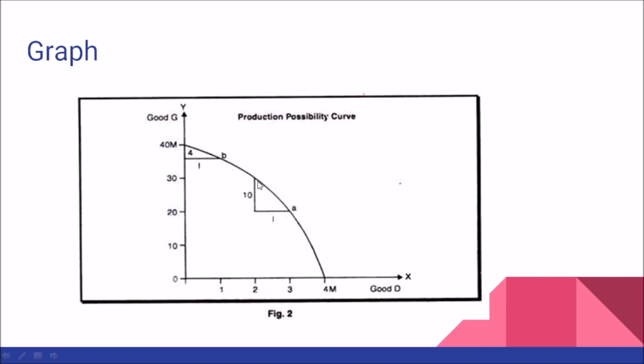That curve in economics we identify as the production possibility curve, as every economics student knows. So I think you are clear with the production possibility curve.